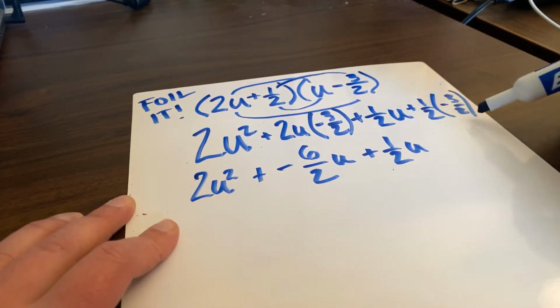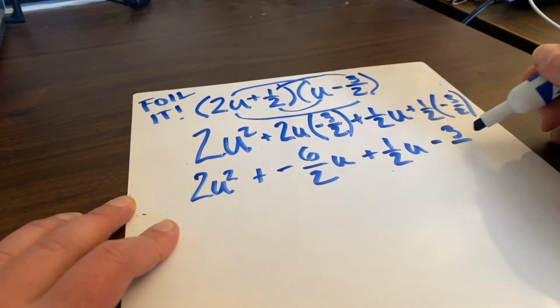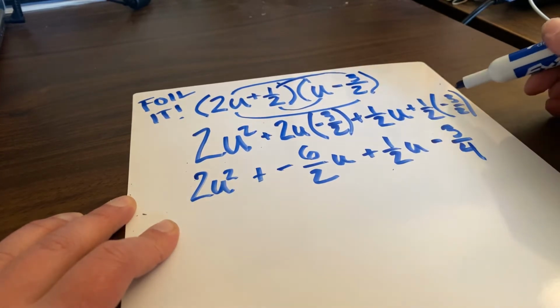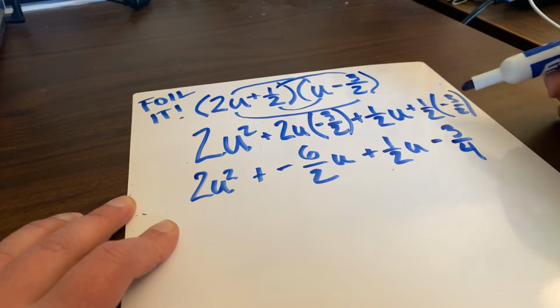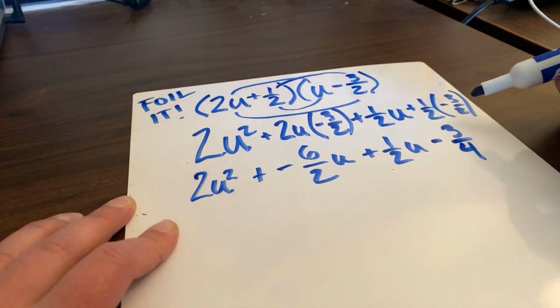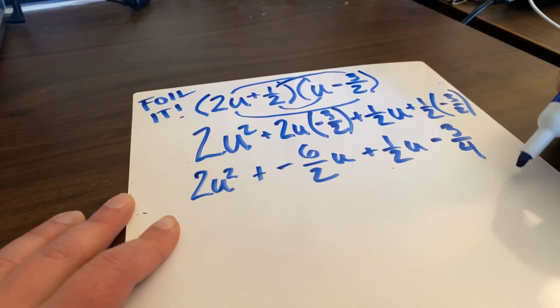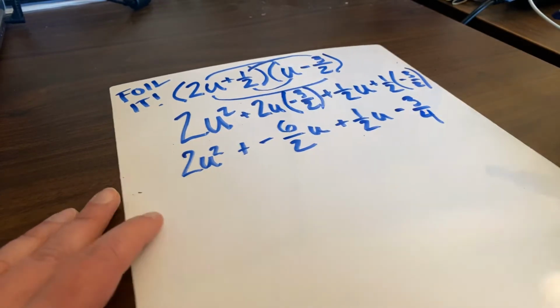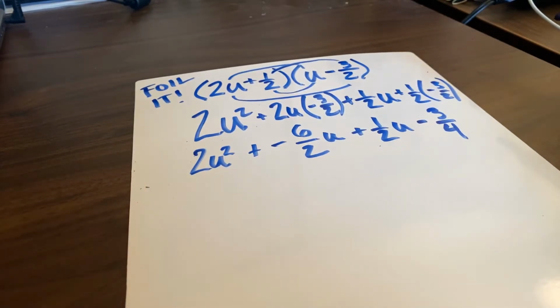1/2 times negative 3 halves is negative 3/4, right? We multiply the tops together. 1 times 3 is 3, and we multiply the bottoms together, right? 2 times 2 is 4, so negative 3/4. Then we have to ask ourselves if we can do any simplifying.